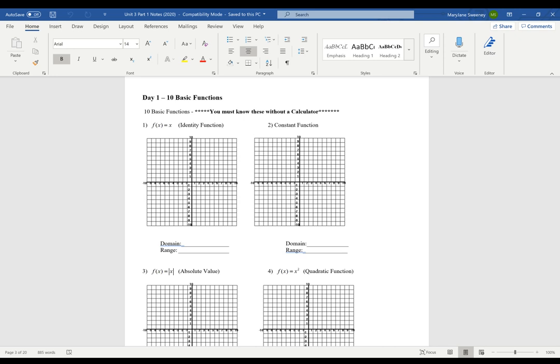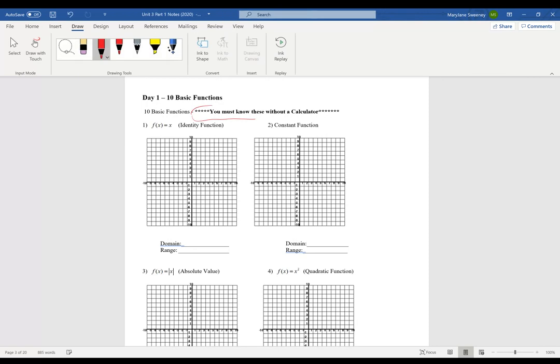Okay, so day one here, we're going to look at 10 basic functions. The important part of this is that you must know these without a calculator. So this is part of the reason we're doing this. I know obviously if you just put it in your calculator, you get the graph. But for when you go on to calc, move on in math, these are functions you should really know without a calculator.